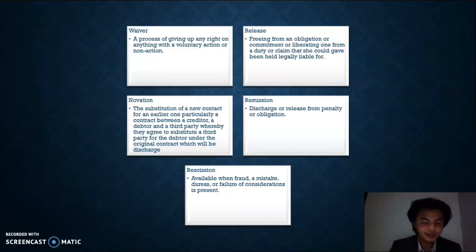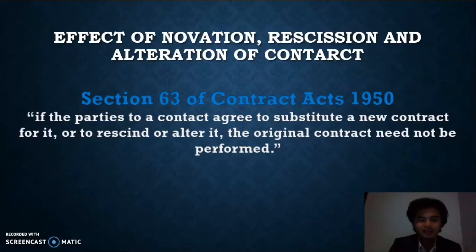And last but not least is rescission. This is available when fraud, a mistake, duress, or failure of consideration is present. Among all of these situations, there are effects on novation, rescission, and alteration of contract. The effect is in Section 63 of the Contract Act 1950. If the parties to a contract agree to substitute a new contract for it, or to rescind or alter it, the original contract need not be performed. And next, we go to Muhammad AKID FADLIN to present about discharge by frustration.